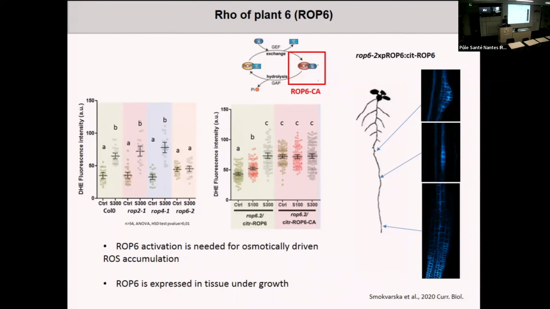We generated an overexpression line, and we found that the quantity of the protein is not really limiting. So what we believe is that the activation of the GTPase is important, and this is shown on the graph here, where we use point-mutated GTPase that are locked in the active form, and then we complement the mutant. And you can appreciate that in this situation, the plant has a constitutive accumulation of ROS.